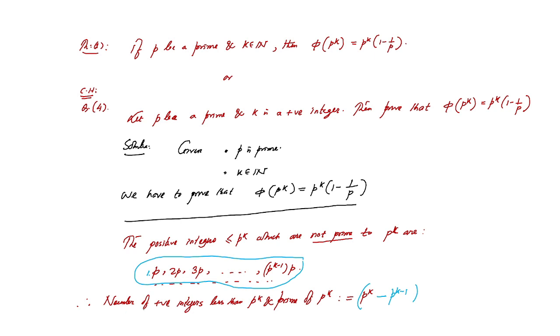So this is basically the number of positive integers less than p to the power k and prime to p to the power k. This is the definition of phi of p to the power k. Taking p to the power k common, that will be 1 minus 1 by p. So what we proved here is phi of p to the power k equals p to the power k into 1 minus 1 by p. So we have proved the result.